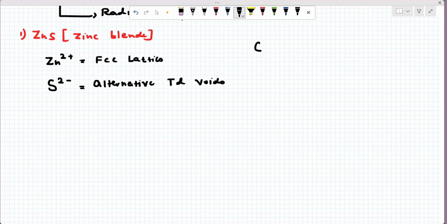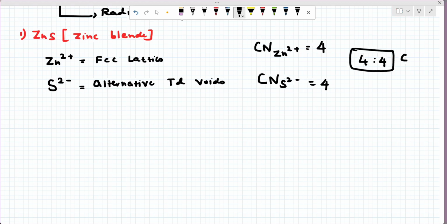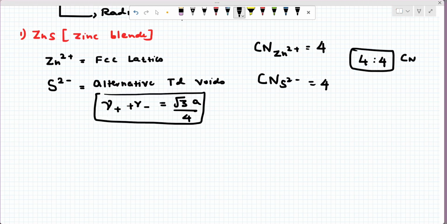Now the coordination number of Zn2+ is equal to 4. Similarly, the coordination number of S2- is also 4. Therefore, the coordination number ratio is 4:4. With FCC, the radius of cation plus radius of anion equals square root of 3 a by 4. Very important. Now, what is the formula unit? The formula unit is 4. It is based on coordination number.